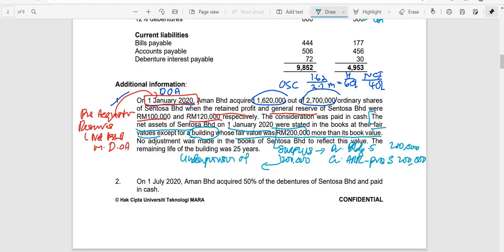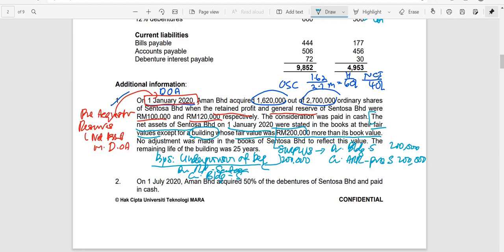On top of that, when there is a surplus, this will give rise to under provision of depreciation by the subsidiary. So you will have to debit the retained profit of the subsidiary, Sentosa, and you will credit, because it was under provided and there is no accumulated depreciation given here, directly to the building that was shown at the carrying value.